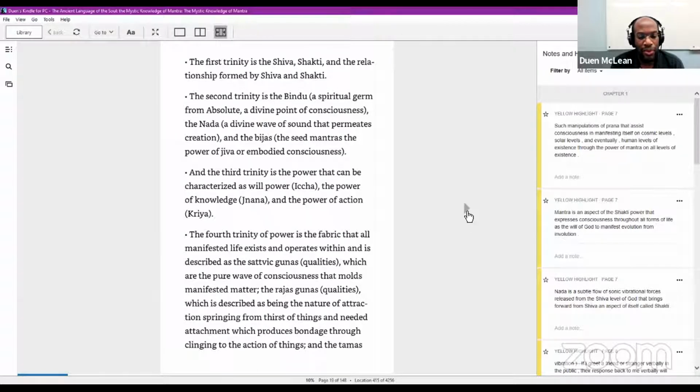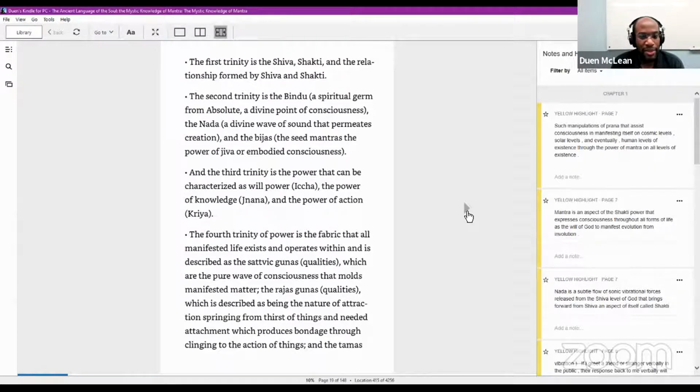the sattvic gunas, qualities, which are the pure wave of consciousness that molds manifested matter, the rajas gunas, qualities, which is described as being the nature of attraction springing from thirst of things and needed attachment, which produces bondage through clinging to the actions of things or desired.